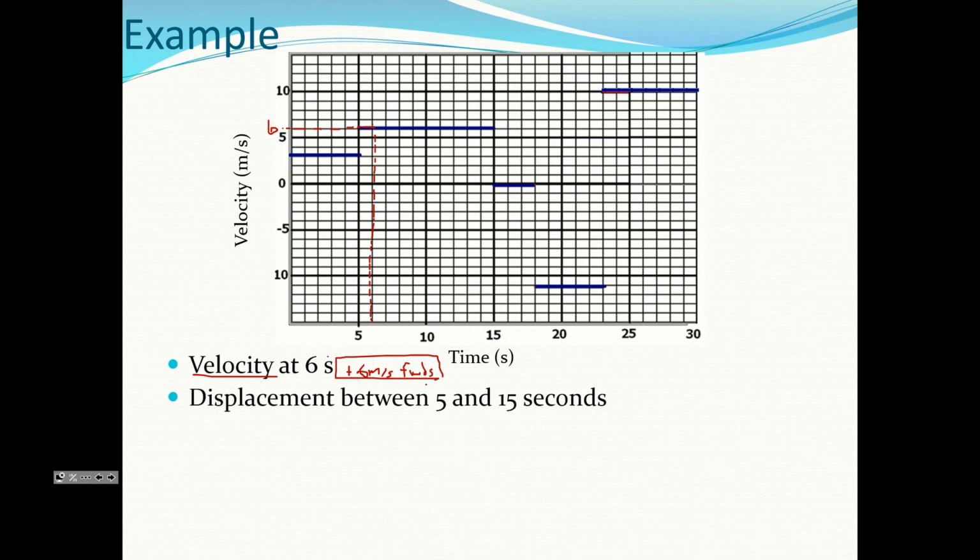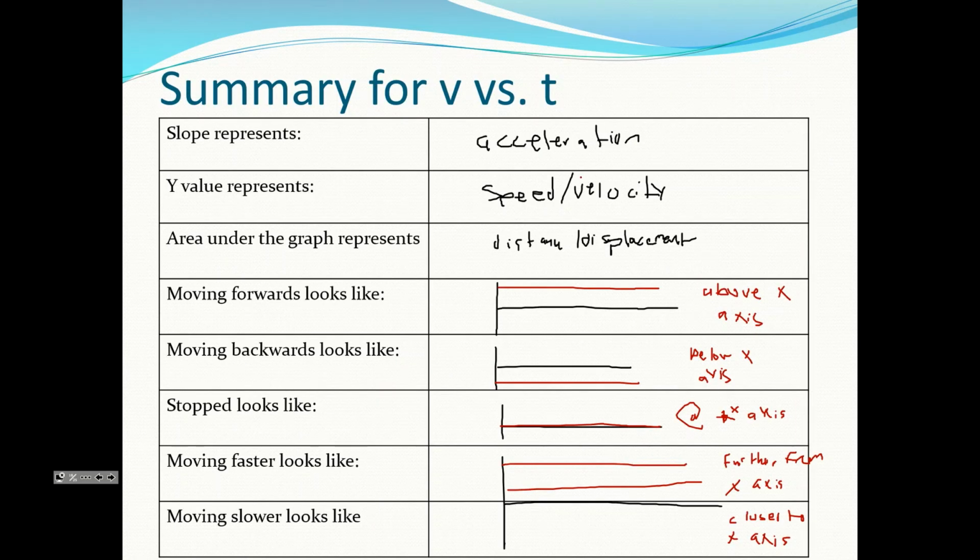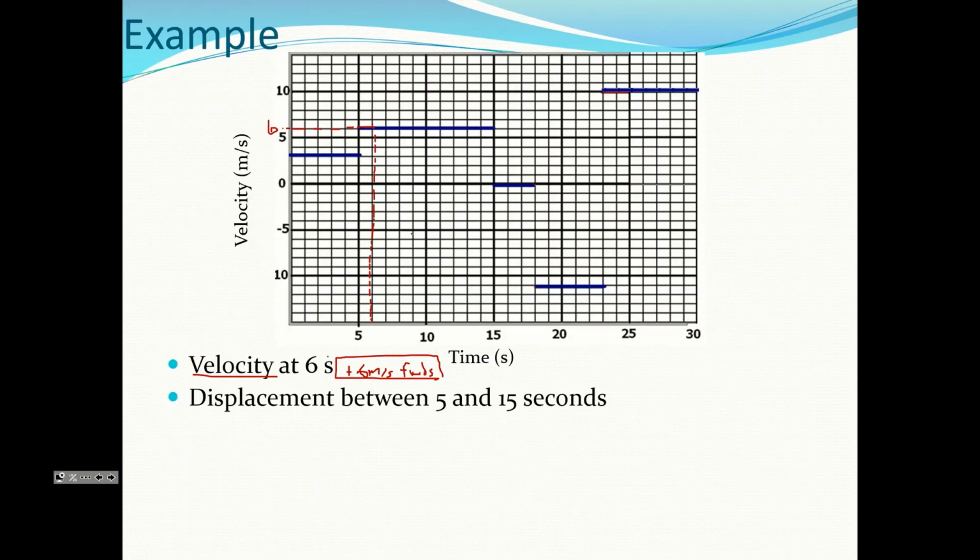Okay. Displacement between 5 and 15 seconds. How do I do that? Displacement, area under the graph. So I just have to find the area under the graph. So I'm going to erase my line here. There we go. So we want to know between 5 and 15 seconds. So I need to go from 0 on my x-axis to my line of best fit, which is right here. So I need to find this area right here.